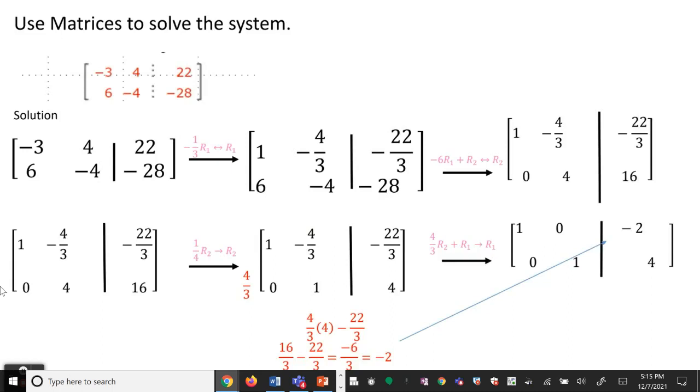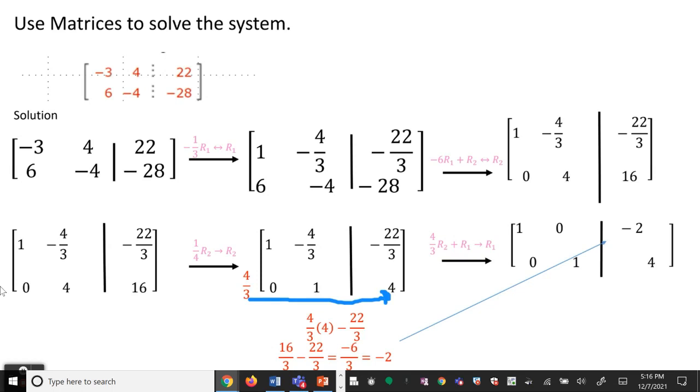And then the third one is going to be 4/3 times 4, and then add it to the negative 22/3. So 4 times 4 is 16, so we get 16/3 minus 22/3. Subtract 16 minus 22 is negative 6. Divided by 3 is equal to negative 2, so that's going to be our last number here.